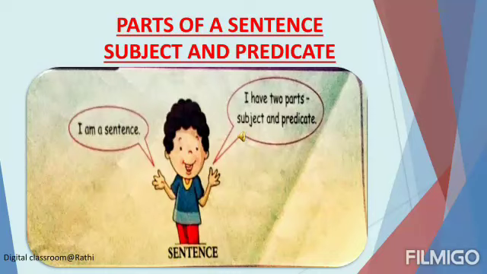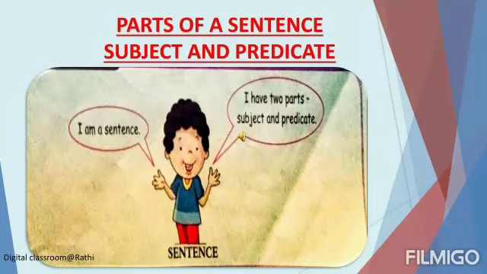Hi children, our next topic: subject and predicate. You know that subject and predicate are the two parts of a sentence. But what exactly are they? Understanding subject and predicate is the key to good sentence writing.